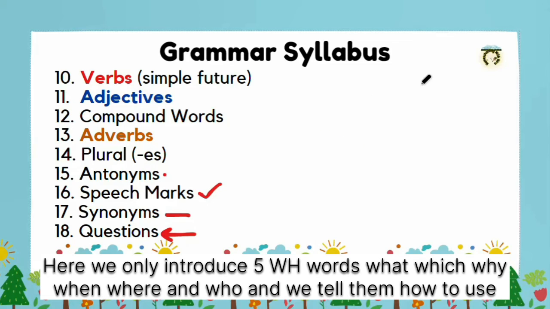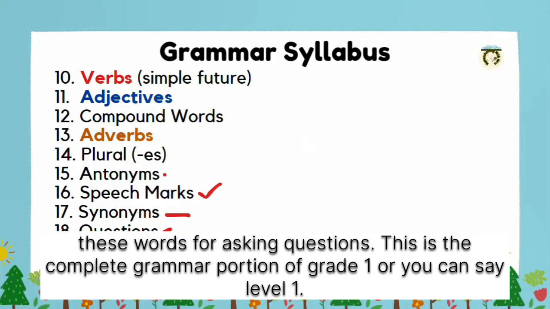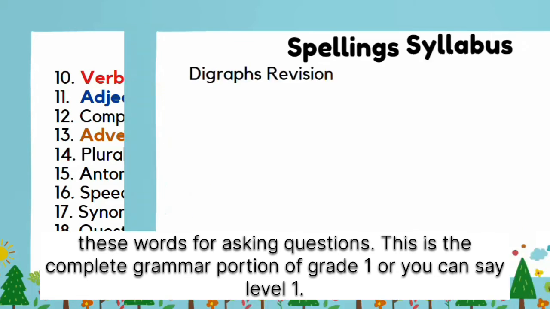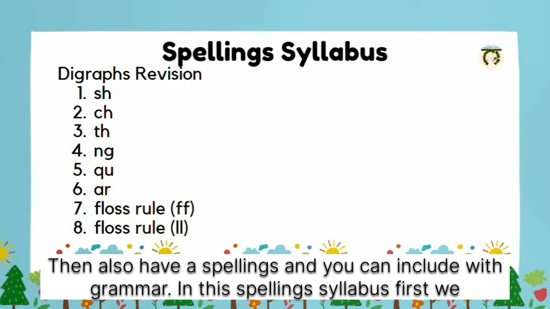Here we only introduce 5 WH words: what, which, why, when, where, and who, and we tell them how to use these words for asking questions. This is the complete grammar portion of grade 1, or you can say level 1. Then we also have spellings in year 1 that you can include with grammar.